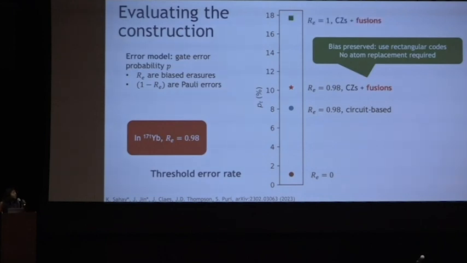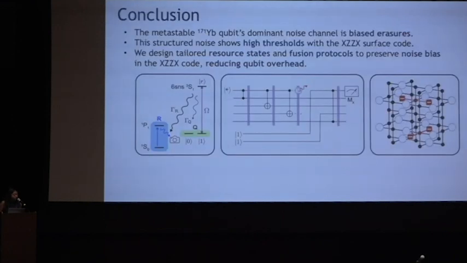Finally, if we discover a hypothetical qubit that experiences 100% biased erasures, we would have a platform which experiences a gate-level error threshold of 18%, which would also be great to have in an experiment. With that, I come to the end of my talk. I have shown you why this error model, biased erasures, experienced by the metastable ytterbium atom is interesting. It has high thresholds when used in error correction codes. And by studying this error model more closely, we came up with this hybrid fusion protocol that further increases the threshold and reduces qubit overhead.